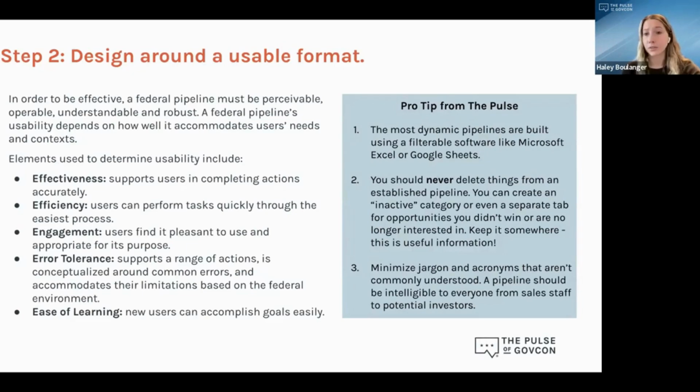And error tolerance is also very important here. Can your pipeline support a range of actions? Can it acknowledge these common errors, and then can it accommodate for its limitations based on the federal environments? We have a couple pro tips for you.